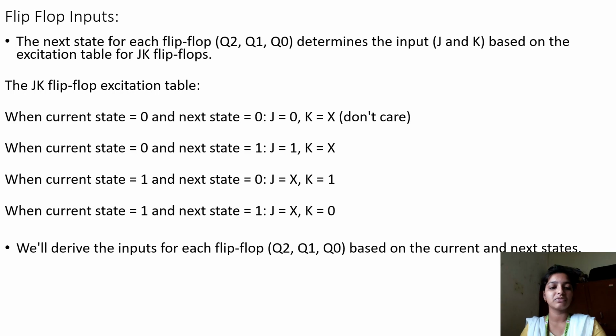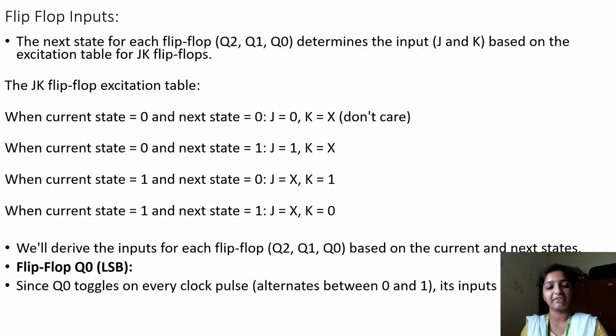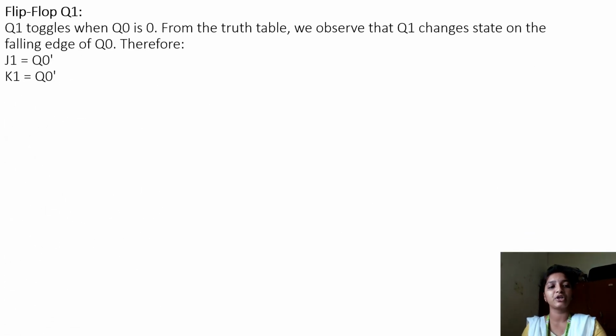We will derive the inputs for each flip-flop Q2, Q1, Q0 based on the current and next states. Flip-flop Q0, the least significant bit: since Q0 toggles on every clock pulse, alternating between 0 and 1, J0 is equal to 1 and always toggles, K0 is equal to 1 and always toggles. Flip-flop Q1 toggles when Q0 is 0. From the truth table, we observe that Q1 changes state on the falling edge of Q0. Therefore, J1 is equal to Q0, K1 is equal to Q0.